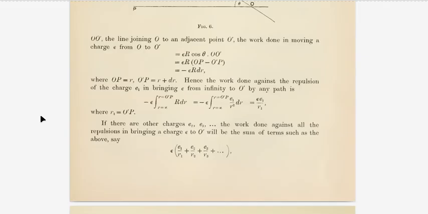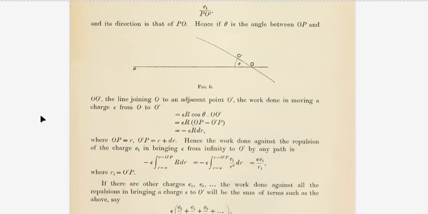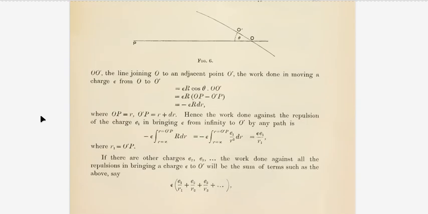Hence the work done against the repulsion of the charge E1 in bringing epsilon from infinity to O' by any path is minus epsilon integrated from r equals infinity to r equals O'P of R dr, equals minus epsilon integrated from infinity to r of E1 over r squared dr, equals epsilon E1 over R1, where R1 equals O'P.